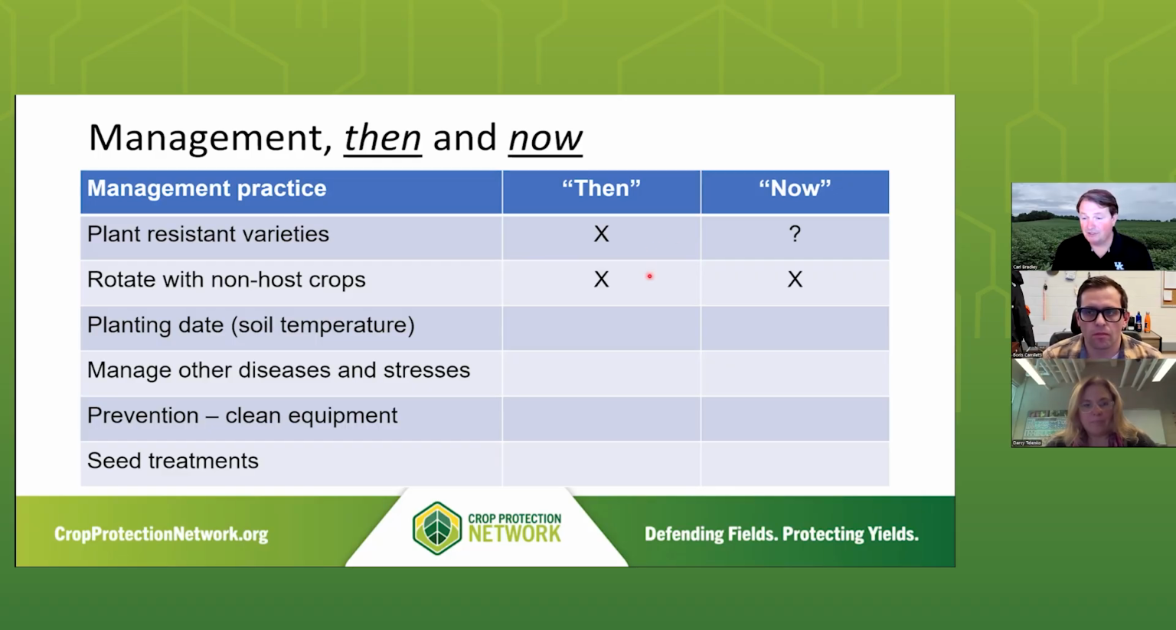Certainly crop rotation, that's a great way to manage a lot of different soil-borne diseases and other diseases as well. But this one may hang around for a bit, and so it's probably not going to be a silver bullet. And Boris, you had some discussion about that earlier on, some things that you're seeing as well in Illinois.